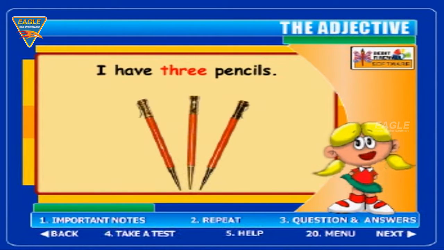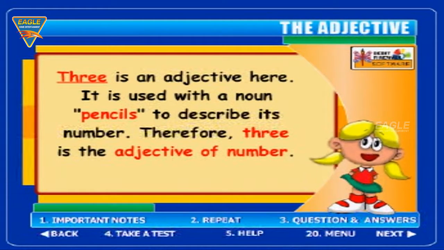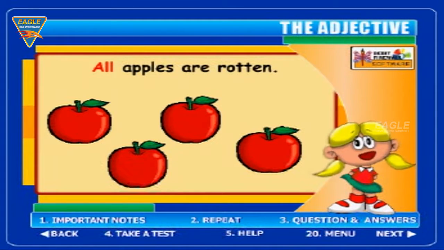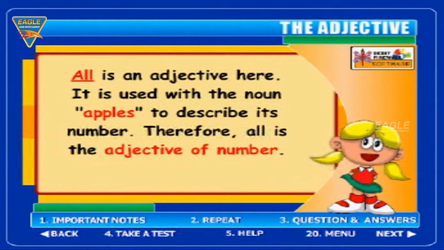I have three pencils. Three is an adjective here. It is used with the noun pencils to describe its number. Therefore, three is the adjective of number. All apples are rotten. All is an adjective here. It is used with the noun apples to describe its number. Therefore, all is the adjective of number.